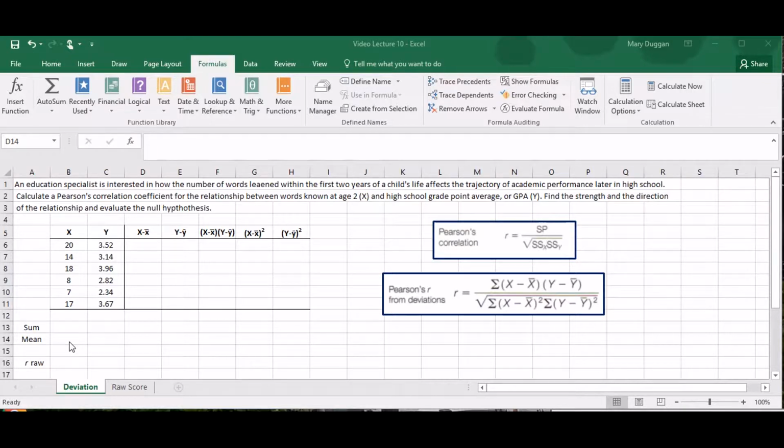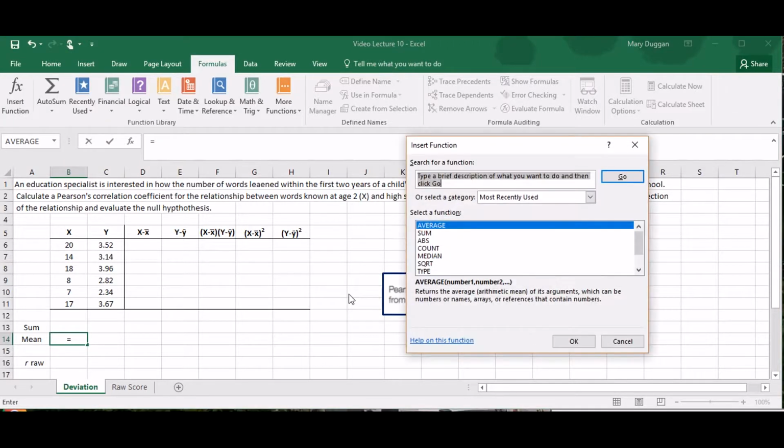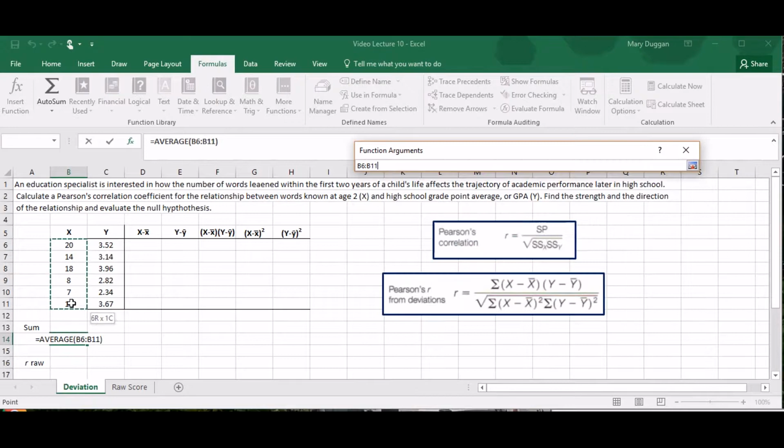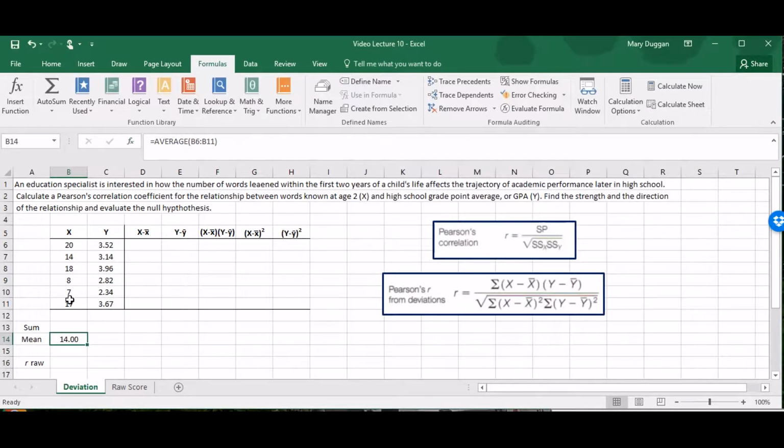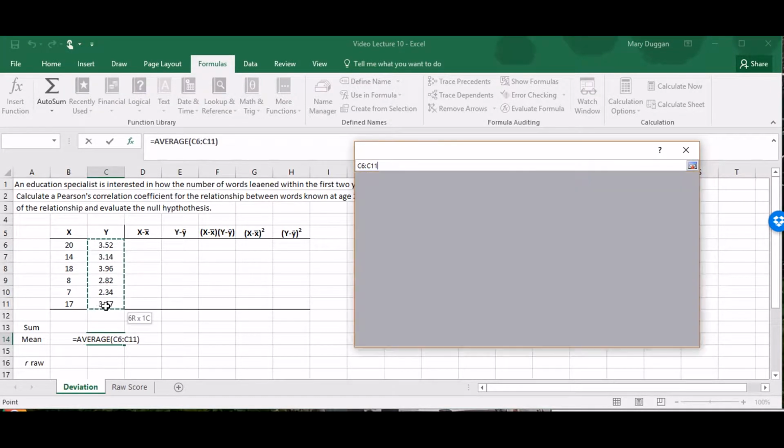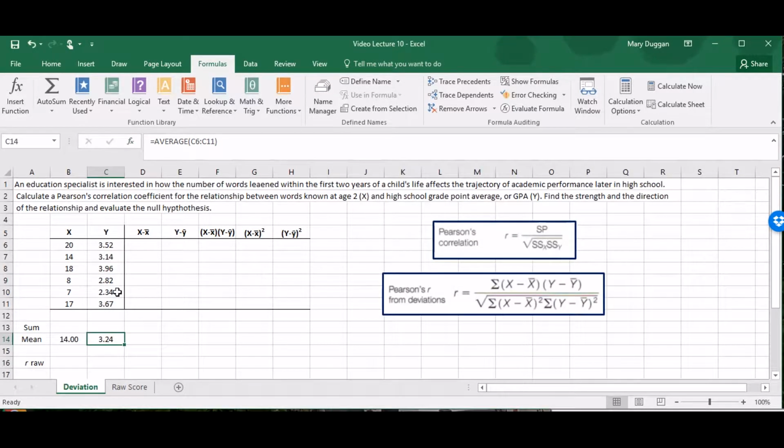So I'll do that right now, where I have the word mean written down, equals, insert function. I'm going to select average. I'm going to average these scores, and we have a mean of 14 words known by age 2. So I'll do the same average over here for the y scores, and we end up with an average GPA of 3.24.